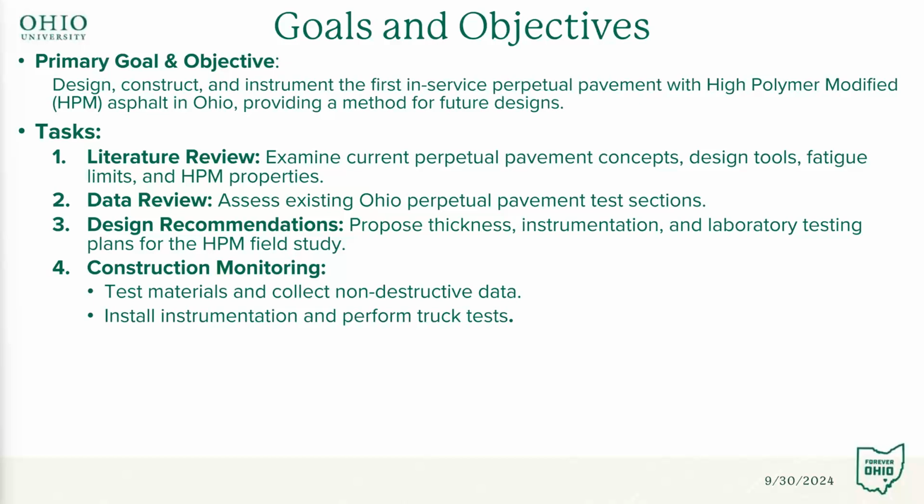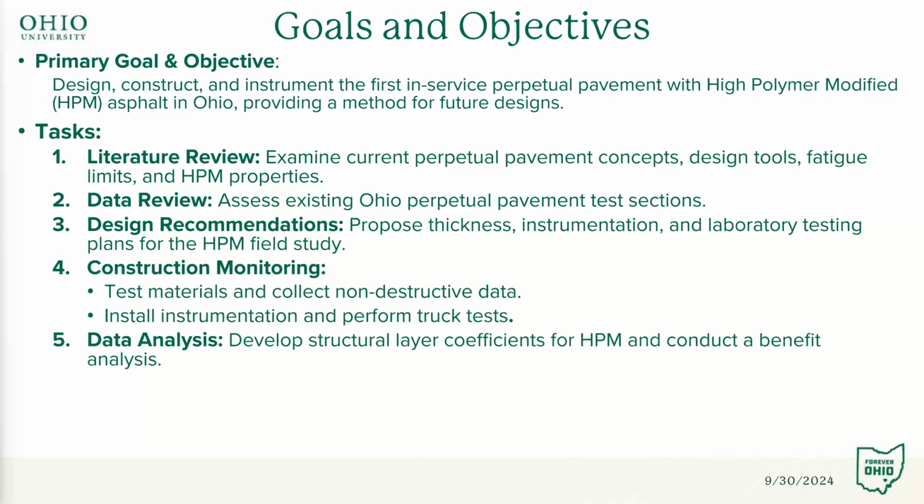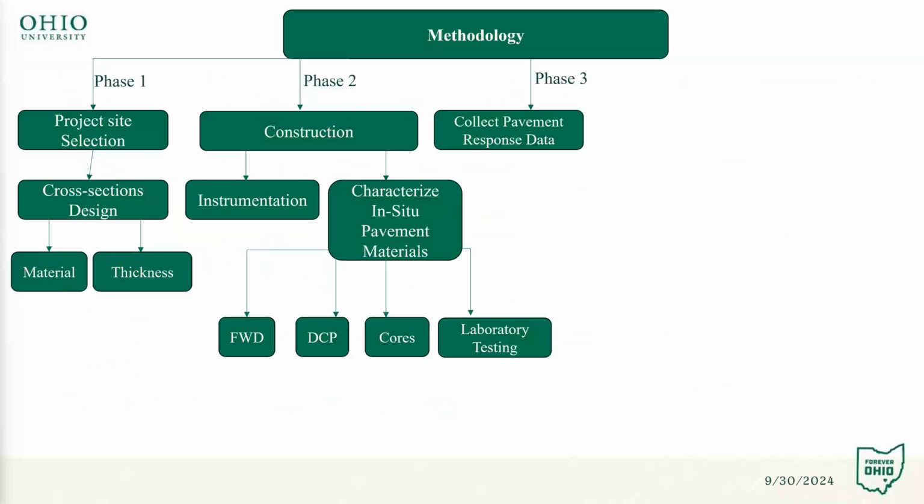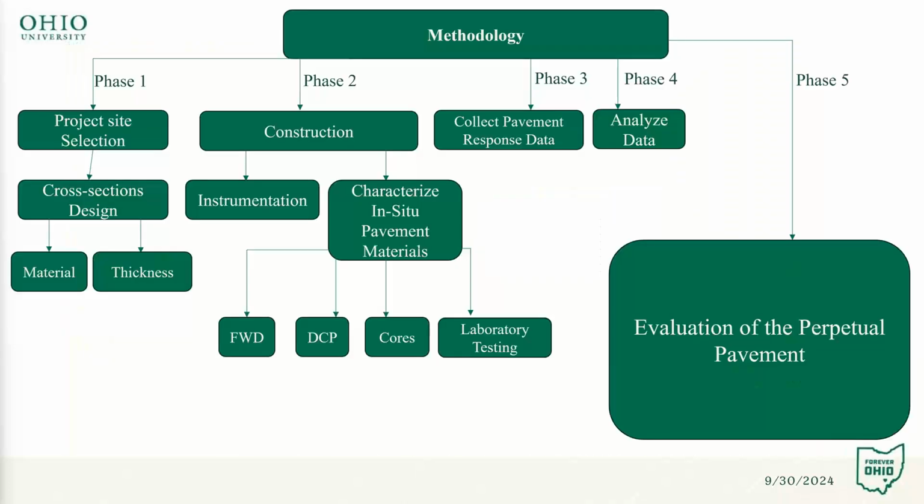Construction monitoring. Once these sections are placed, we were to go ahead and conduct material testing, collect data, and once that's completed, then follow through with data analysis and develop a structural layer coefficient for the HPM and conduct a cost-benefit analysis for the test sections. And at the end of this project, we were to provide guidance and training for ODOT to create a perpetual pavement design guide with recommendations and to provide the training for them. I'm going to go ahead and scroll through all these.